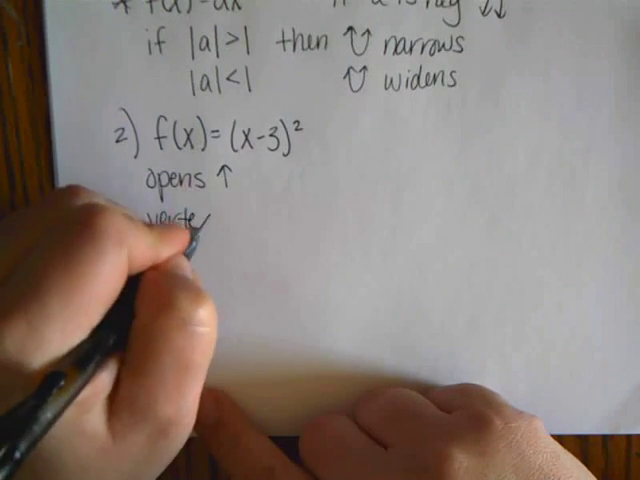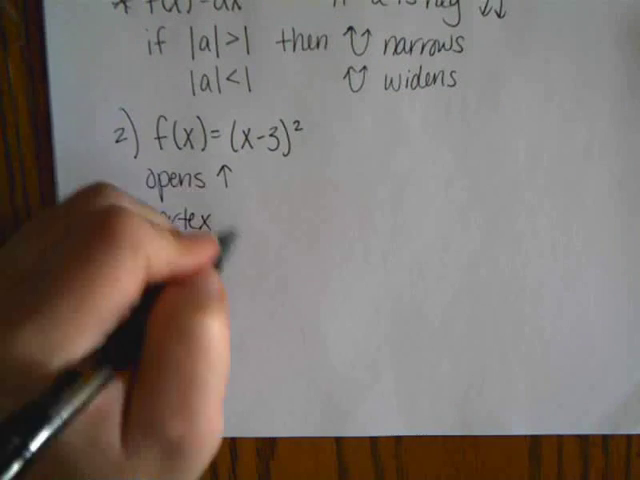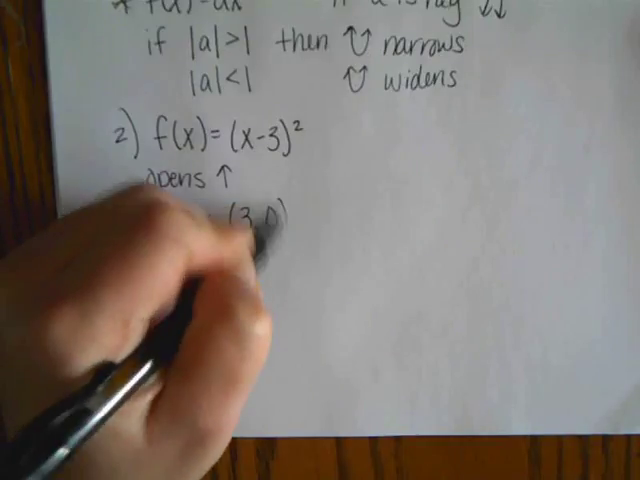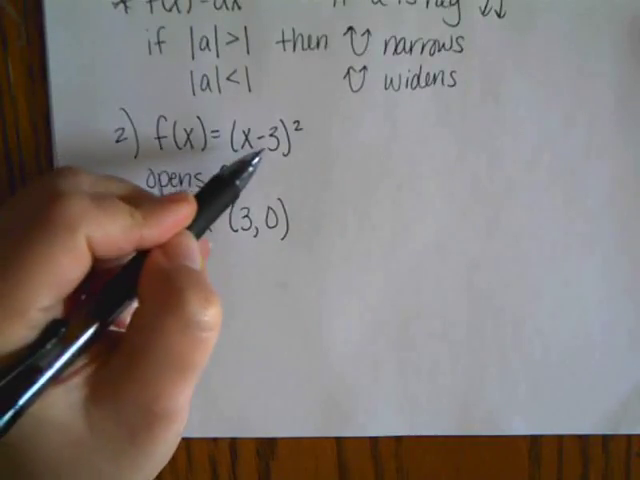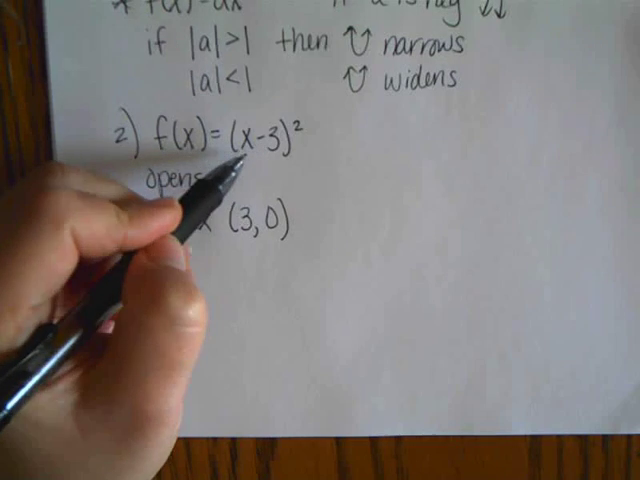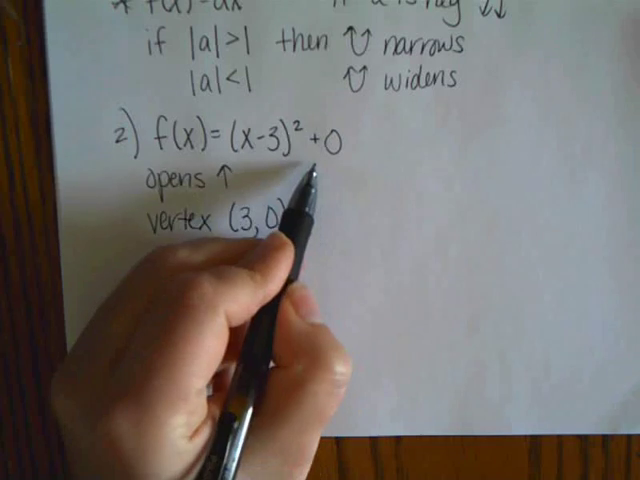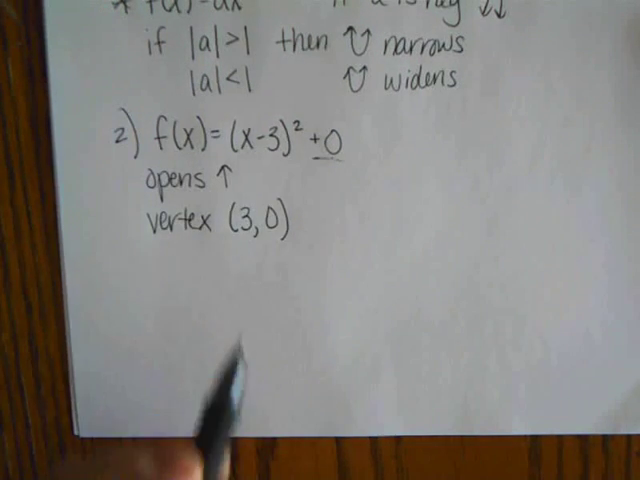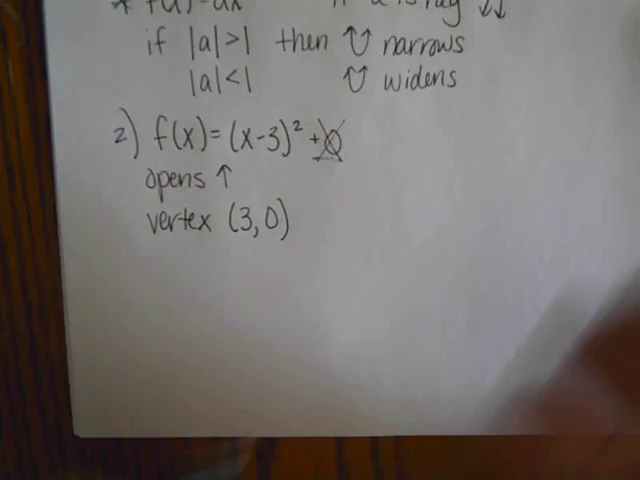The vertex, all those other ones was 0, 0, but in this case, it is finally shifted, and the x value is 3, and the y value is 0. The x value is the opposite of what's inside these parentheses, and the y value is whatever is out here. So in this case, it's a plus 0, so that's where you get your plus 0. Not necessary to write, but that's where the y value comes from.